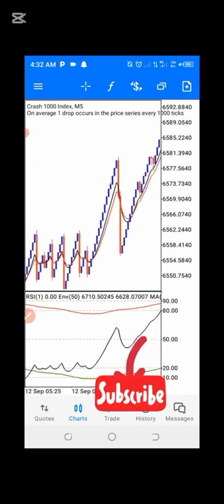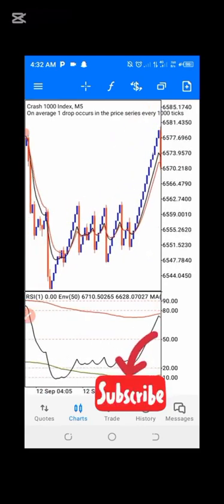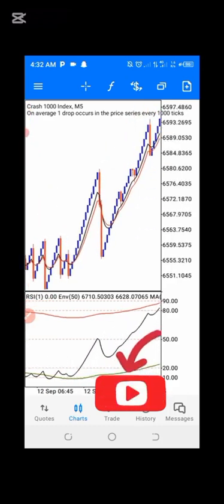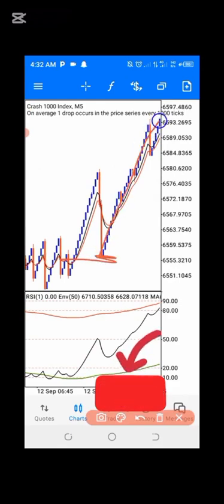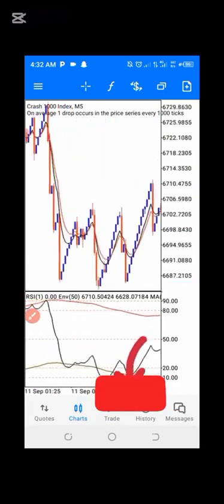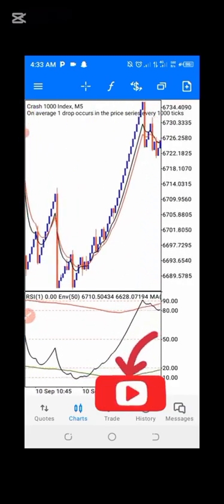I see we have another example here. After the consolidation, wait for them to retrace back to the 62% retracement, and then you go for it. This is another example.